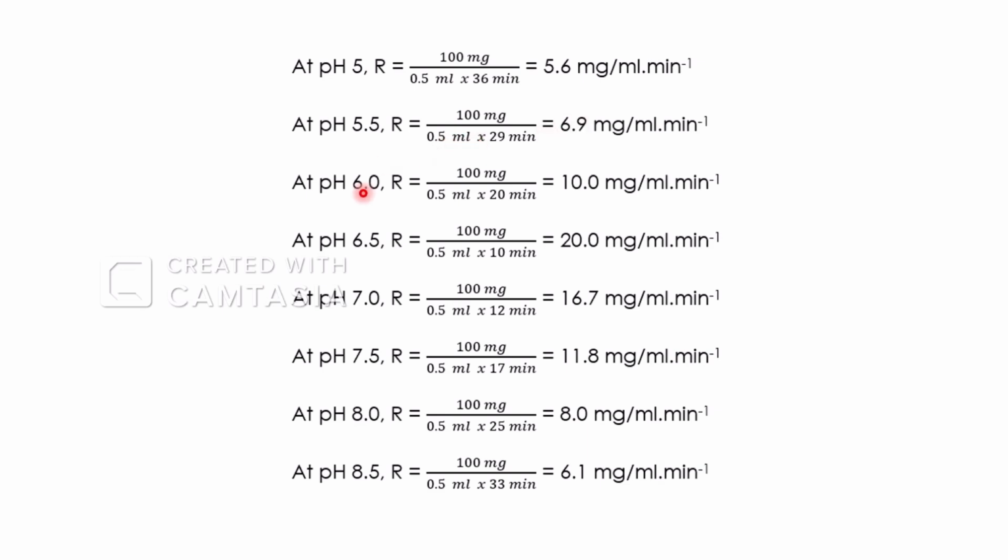At pH of 6, we have our rate of reaction given as 10 milligrams per mil per minute. At pH of 6.5, we have our rate of reaction given as 20 milligrams per mil per minute. At pH of 7, we have 16.7 milligrams per mil per minute. At pH of 7.5, we have 11.8 milligrams per mil per minute. At pH of 8, we have 8.0 milligrams per mil per minute. And at pH of 8.5, we have 6.1 milligrams per mil per minute.